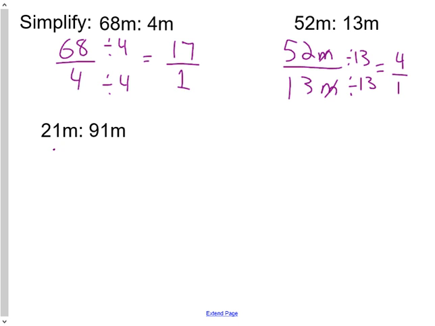Last one, 21 to 91. Both meters. Again, both these are divisible by 7. Right? 3 goes into 21, but 3 doesn't go into 91. It goes into 90. But 7 times 3 is 21, and 7 times 13 is 91. So that would leave us 3 to 13. 3 to 13, not 13.